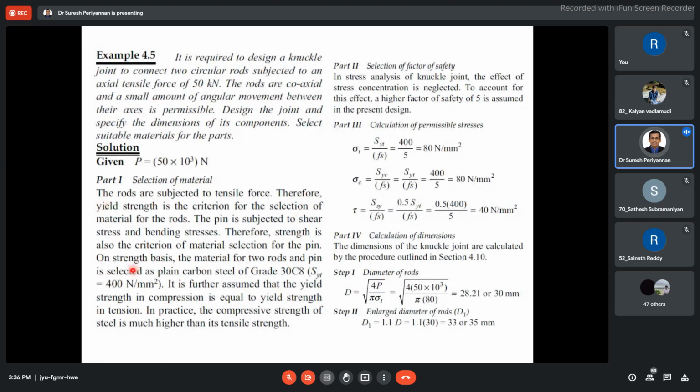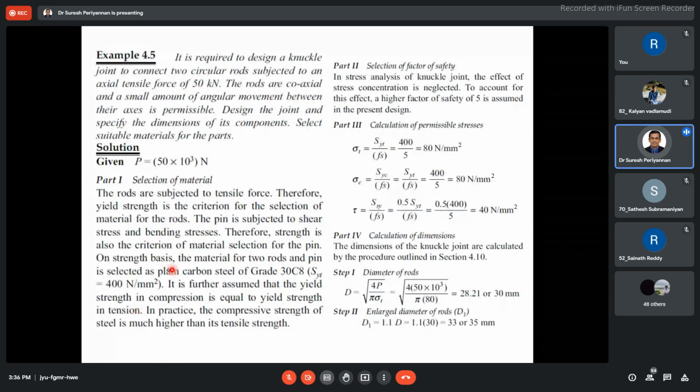The two rods are subjected to tensile force. Hence, yield strength criteria is a very important parameter for selecting the rods. And the pin is subjected to shear and bending. The shearing strength and bending strength are important parameters for selecting the pin. These are the things we have to consider.